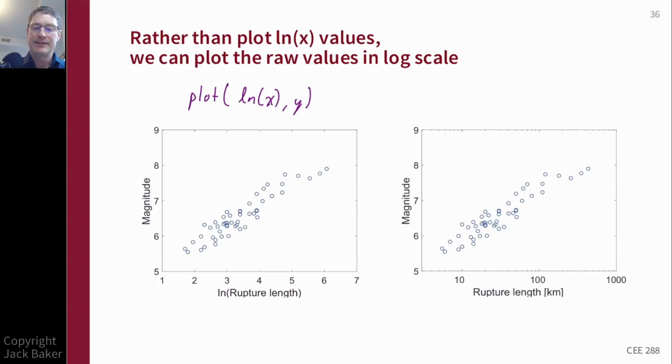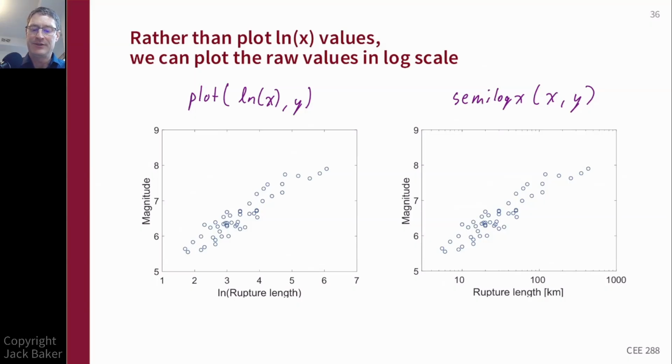Alternatively, on the right-hand side, we could do a plot where we use semi-log x, and then we just pass in the raw values, x and y. Okay, so in this case, the x-axis is still rupture length, non-log, but we've log scaled the plot so that the spacing is not linear with differences anymore, it's linear with ratios. And we get the same visual pattern, but the horizontal axis is now interpretable.